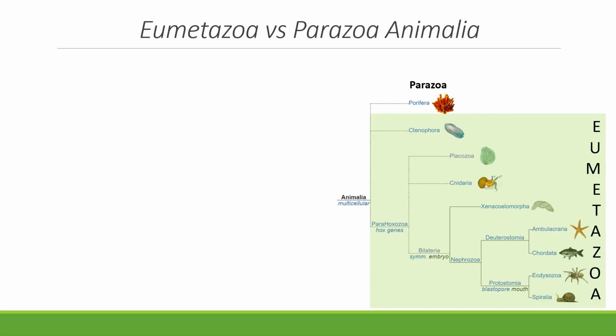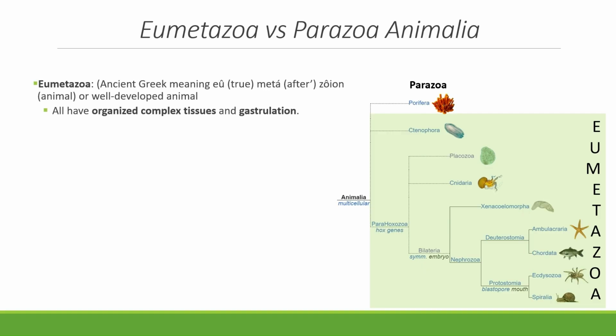To the right, you will observe our taxonomic tree of Animalia. At the top is the clade Porifera, and highlighted in the green box is everything else, the eumetazoa. Eu is derived from the Greek word for true, meta for after, and zoa for animal. In other words, eumetazoa means a well developed animal.